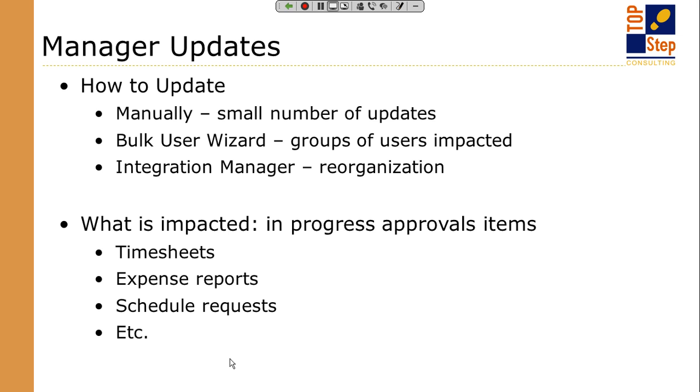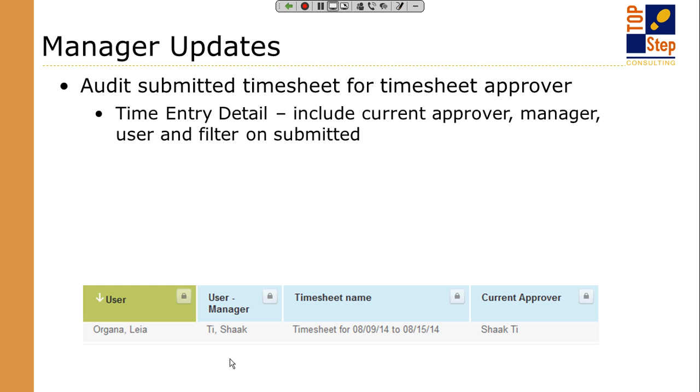If you have a reorganization, a common question that we get is, well, if I change the manager, doesn't it just reroute stuff automatically? And the answer is no. You have to force the system to reroute it. And the way that you can do that is run an audit report, basically, or an export, and find out what's currently submitted that may need to be rerouted.